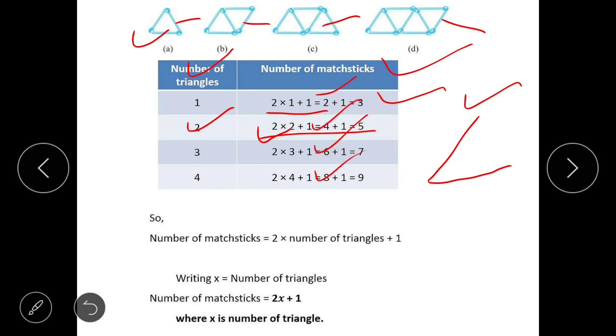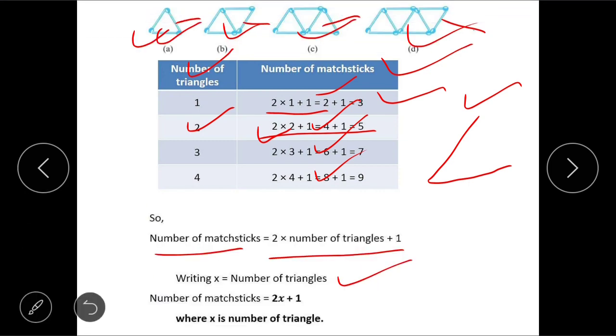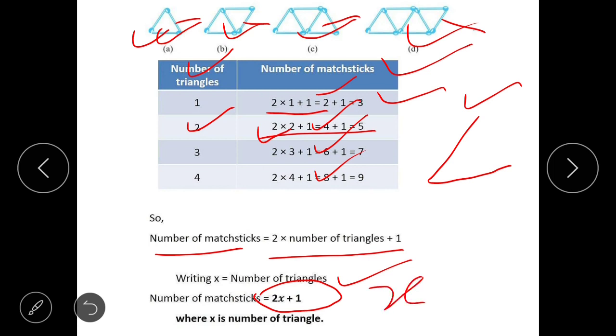So this is a general rule. Number of mastics equals 2 into the number of triangles plus 1. Writing x equal to the number of triangles, because the number of triangles here is a variable, it can vary. First it was 1, then 2, then 3, then 4, and so on it can go. So number of mastics equals twice x plus 1, where x is the number of triangles. Here x is a variable because its value can change. So the general rule is twice x plus 1.